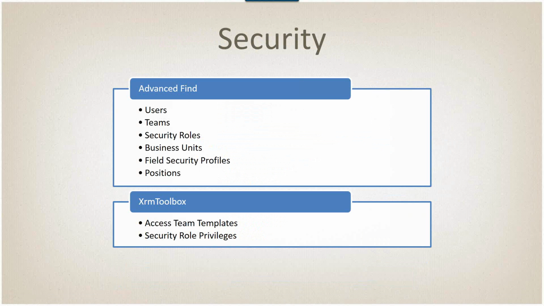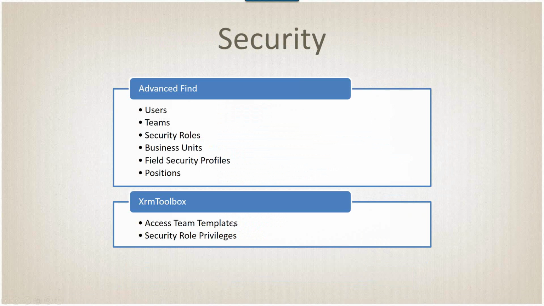Security is a fairly large topic. So we have users, teams, security roles, business units, field security profiles, and positions, which can all be documented using Advanced Find because, again, they're just data items, so just records. Access team templates and security role privileges are only accessible programmatically through fetch.xml. So you're going to have to access those two things from there.